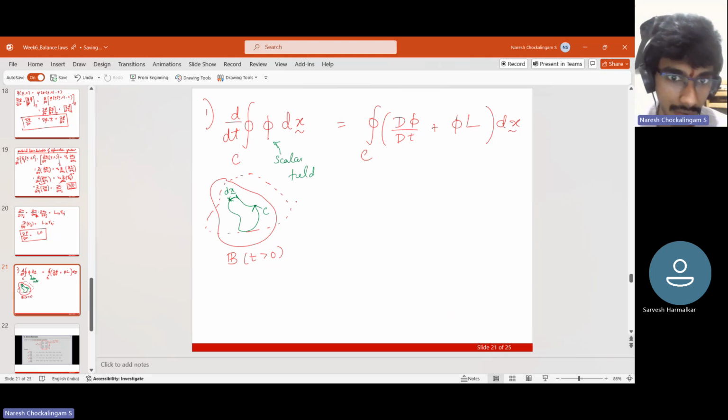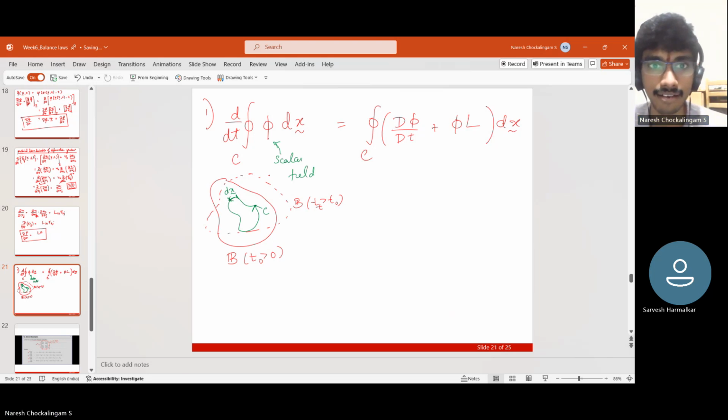Let's say this is the body at time t naught, and this is t1 greater than t naught. At some other point, the body can go somewhere else, but the curve is still at the same spatial location. So how do we find this? We are integrating it and finding the derivative of the integrated quantity. So here, this is a transport theorem.